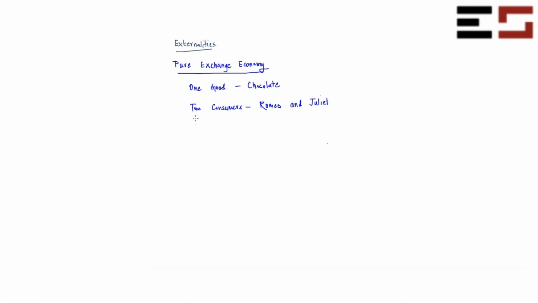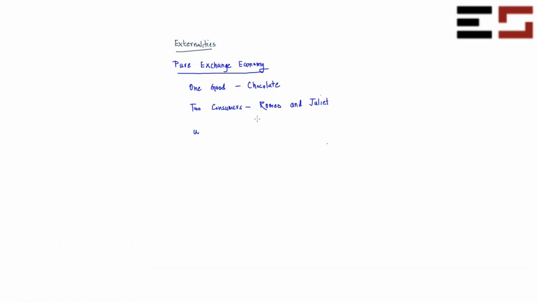Preferences are, again, let's assume that there is a utility function that represents a preference. The situations that we have seen so far, in the pure exchange economy, were situations where a consumer is only affected by his own consumption, but not by the other person's consumption. Here we are introducing externalities. And if you just see the characters in this model, they are Romeo and Juliet, and the good is chocolate.